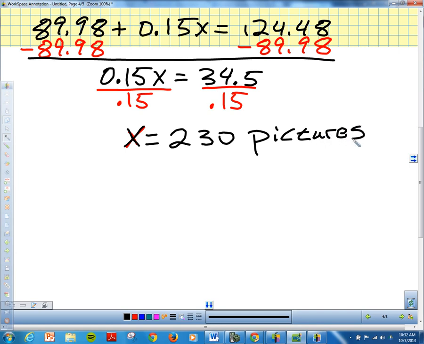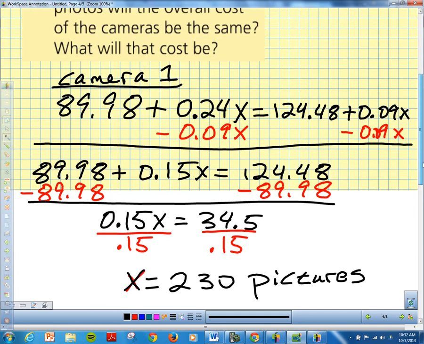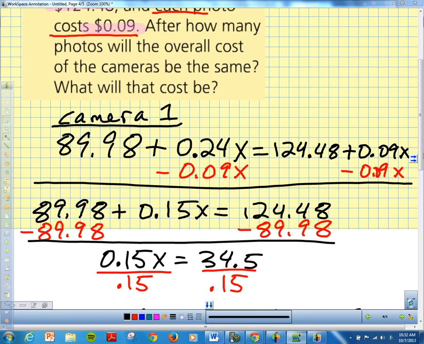So I wrote the equations. Step 3, solve for x. Step 4. Step 5, make sure you answered the question, because we've answered part of the question, but not all of the question. So I'm going to go back up and look at that last question. After how many photos will the overall cost of the cameras be the same? Did I answer that question? Right, 230 photos. So what will that cost be?